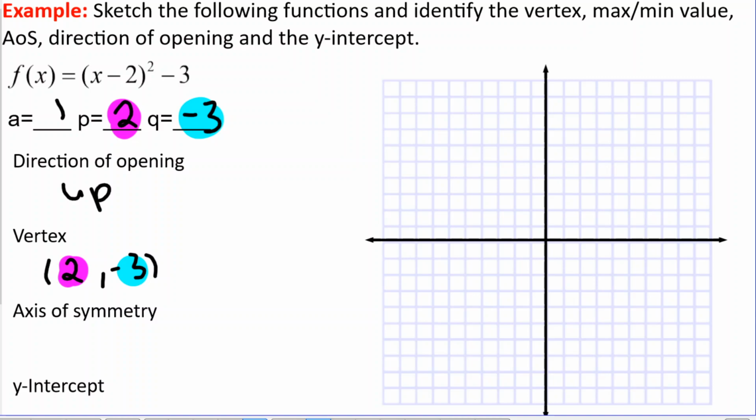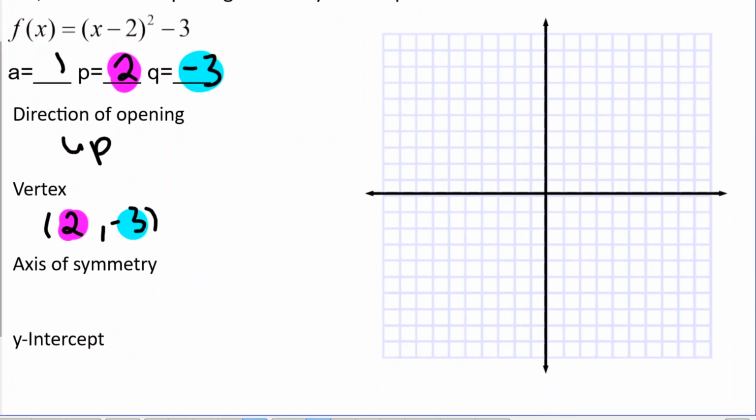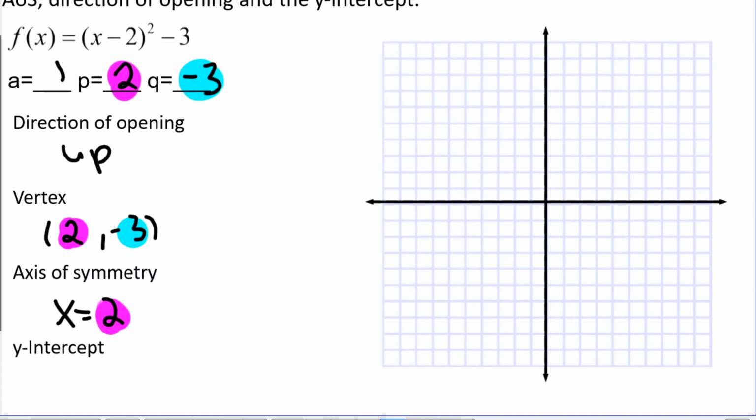We can continue on that theme with our axis of symmetry. Remember, it runs right through the middle of our graph, so it's also going to be our P value. We said X equals P. So notice that 2 shows up in 3 separate places.